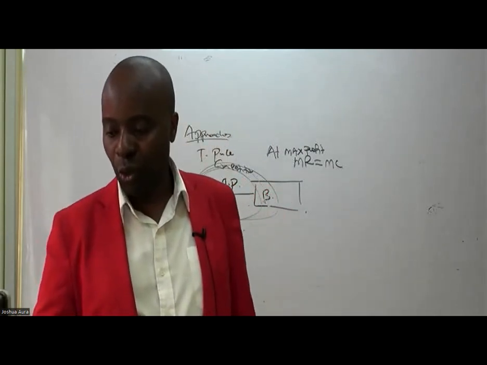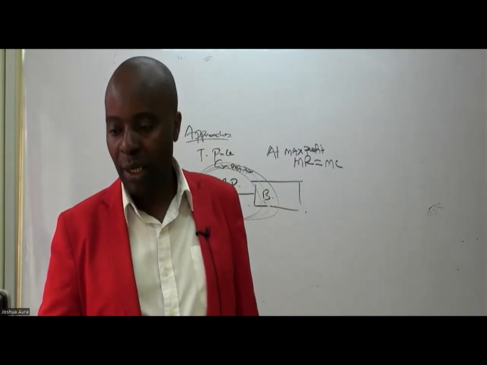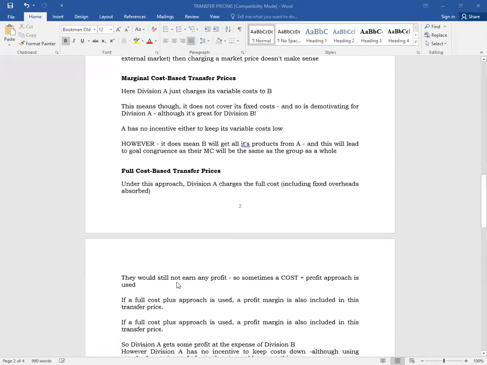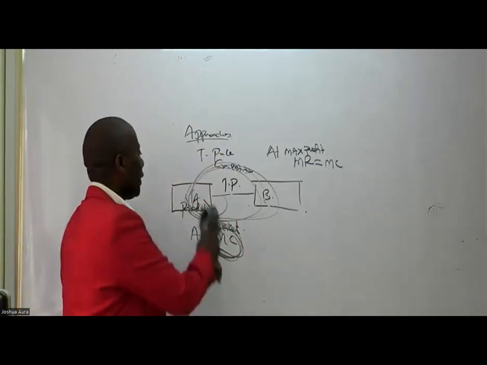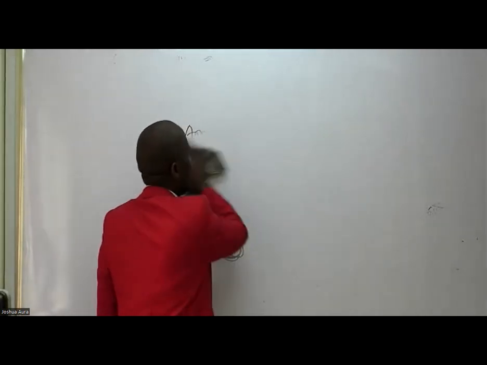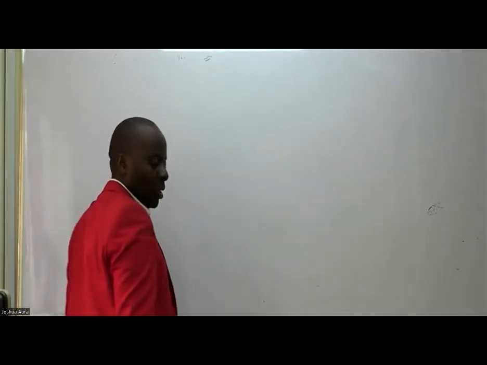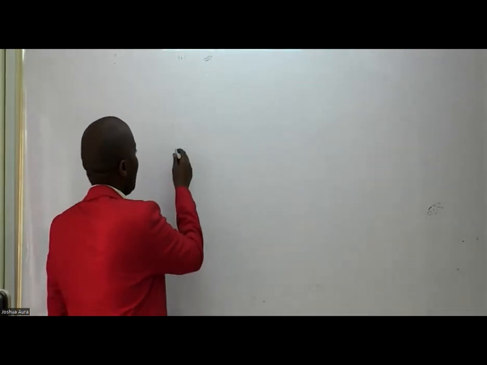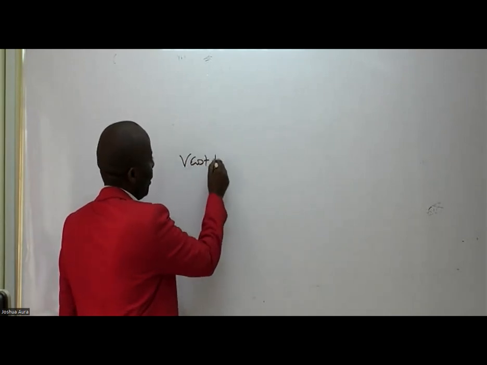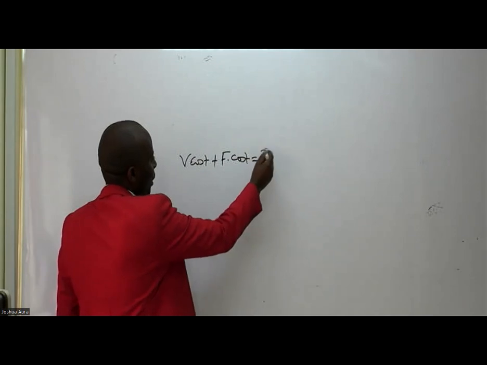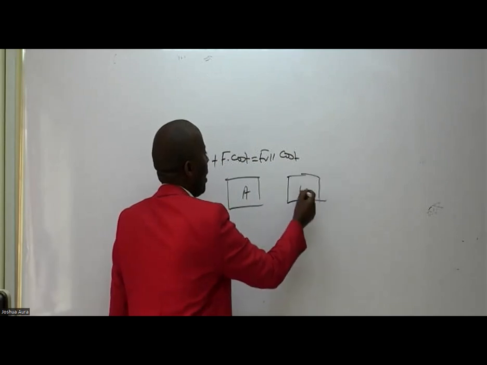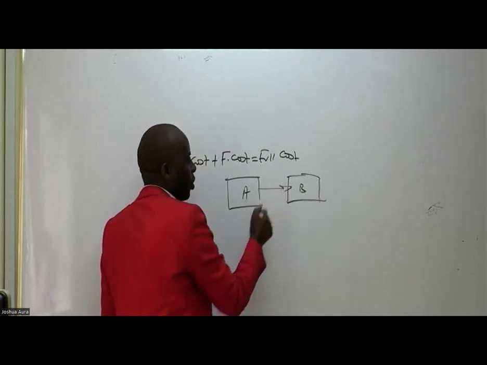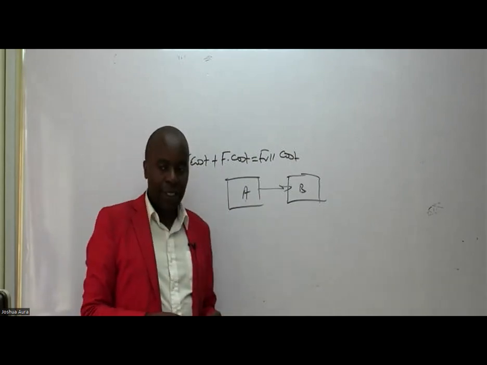Now, from there we go to the next part. This is the full cost-based transfer pricing. I love this. Full cost. So full cost transfer pricing, ladies and gentlemen: when we talk of full cost, we have variable cost plus fixed cost, and you would get your full cost. So we have our A, we have our B. At the end of the day, A is charging a full cost. Does that have any disadvantages?